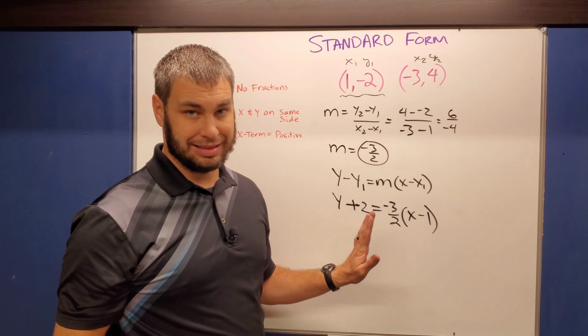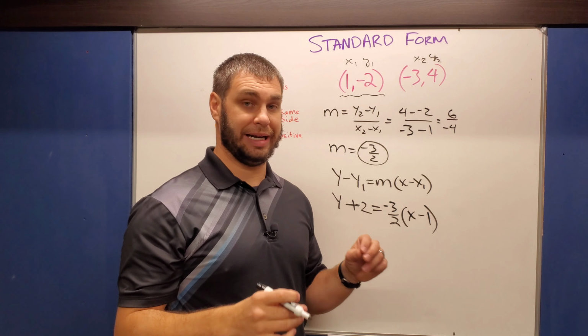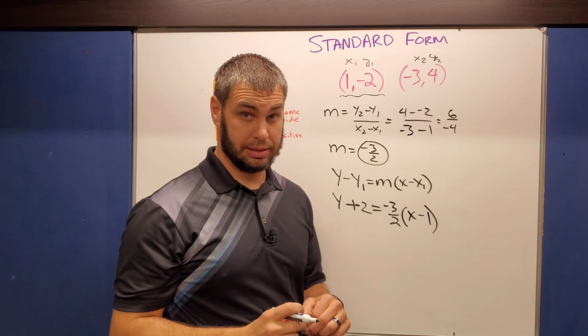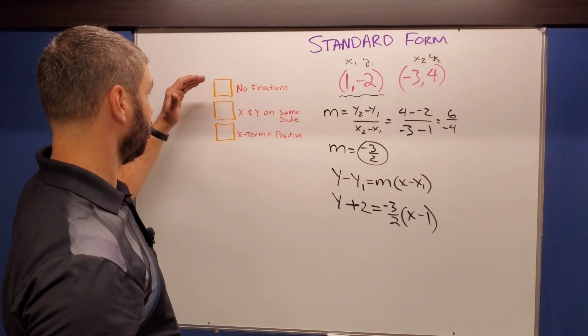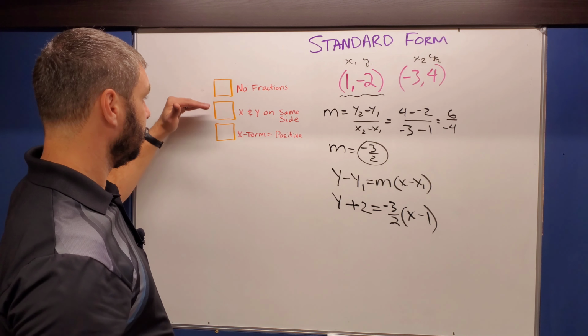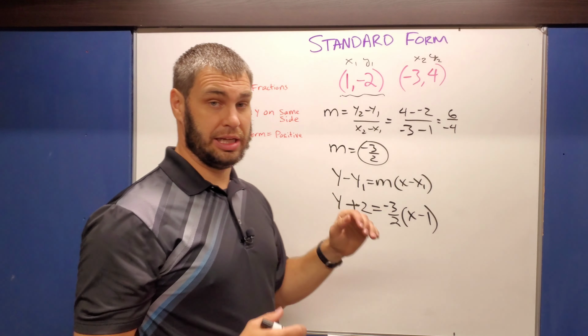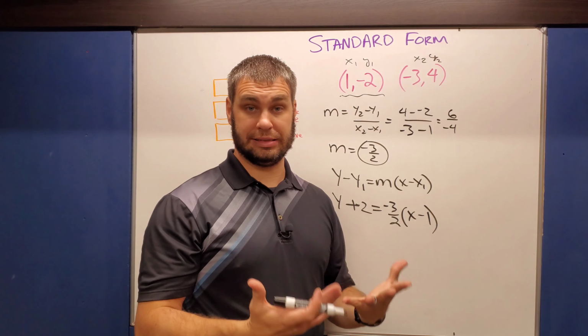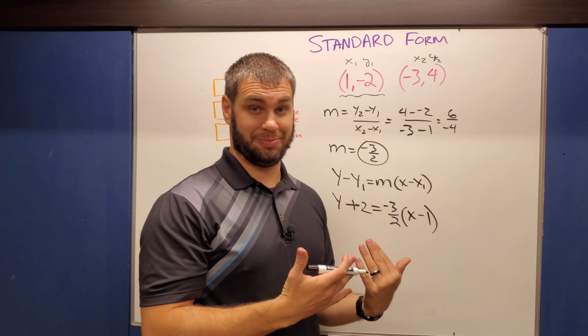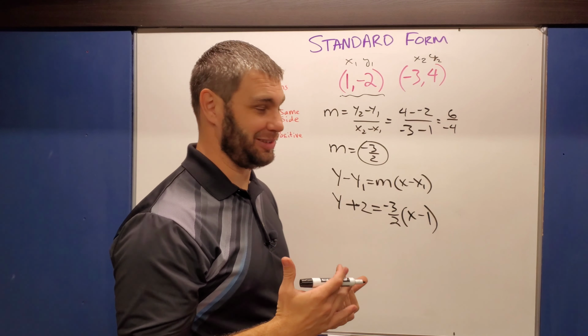Now I can start to use my standard form checklist, which I've talked about in some other videos. That's when I don't have fractions, the x and y have to be on the same side, and the x term is positive. If all those things are true, then it is in standard form. In this problem, none of those are true. We have to fix a lot of those.